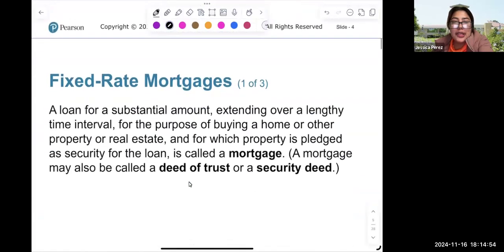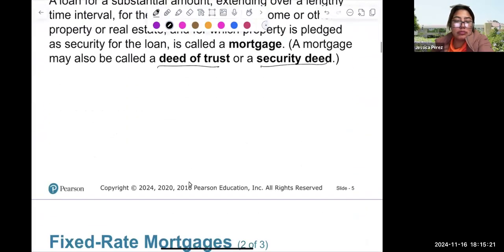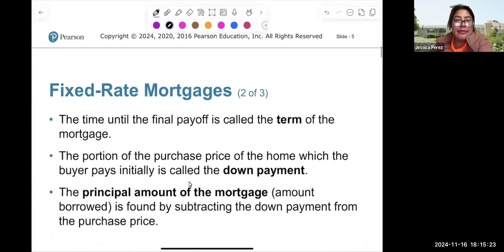The definition of a mortgage: a loan of a substantial amount extending over a lengthy time interval for the purpose of buying a home or other real estate, for which the property is pledged as security for the loan, is called the mortgage. A mortgage may also be called a deed of trust or a security deed. These are synonyms for mortgage. Now, a fixed rate mortgage.